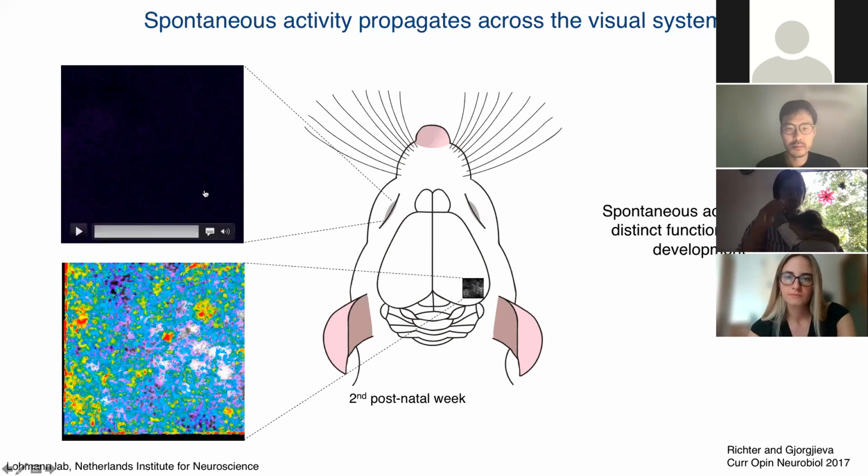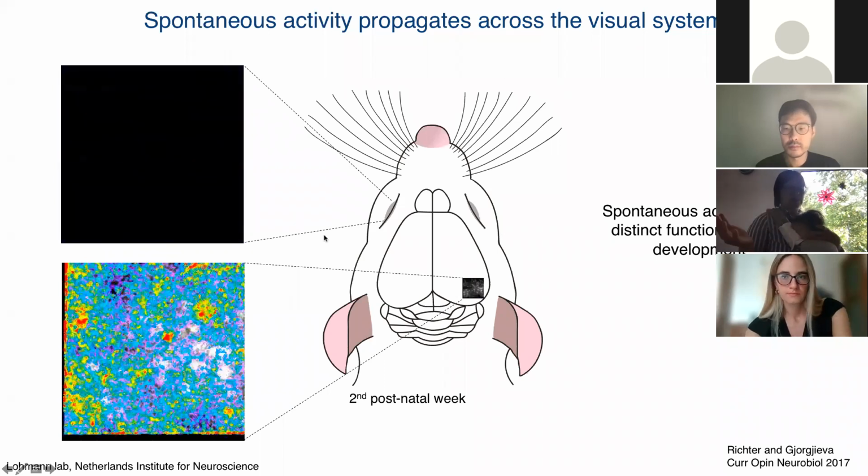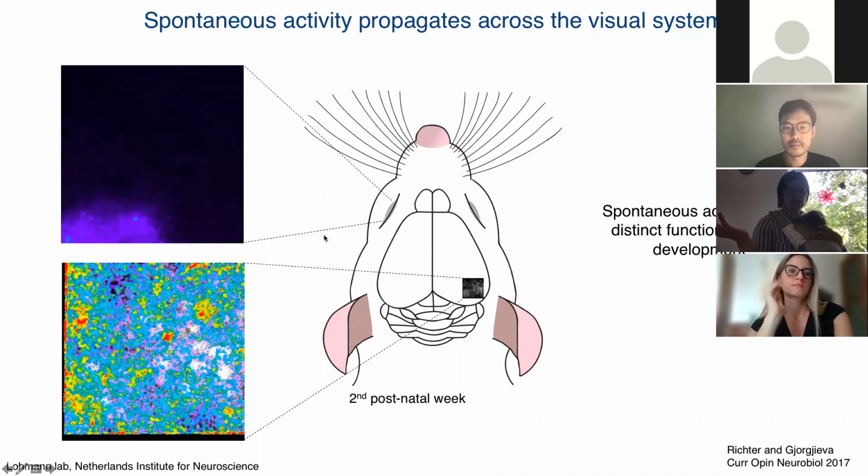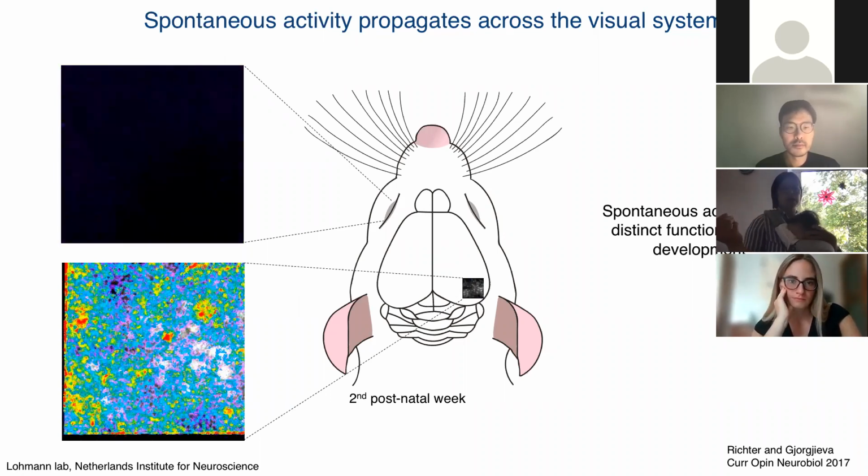In this case, they put calcium. So the calcium indicates fluctuations in the activity. And I hope you agree with me that this is definitely not a random pattern, right? This is very beautifully spatiotemporally patterned, and it really propagates like waves.